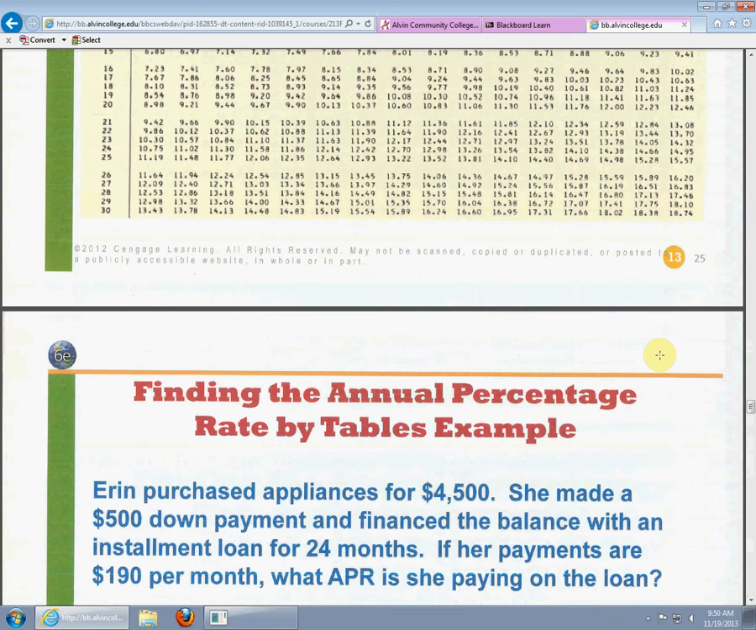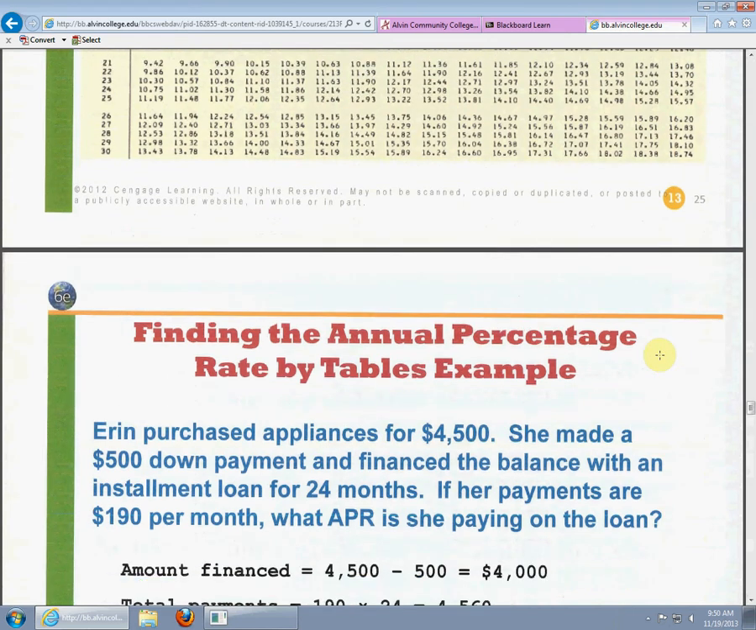So the first thing that you need to find out is the amount that's being financed. That's not on the steps here, but you've got to find out how much is being financed first. So you're going to take the $4,500 minus the $500, and you get the $4,000.